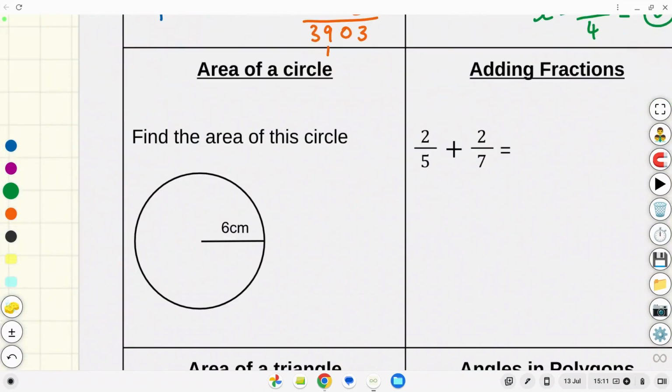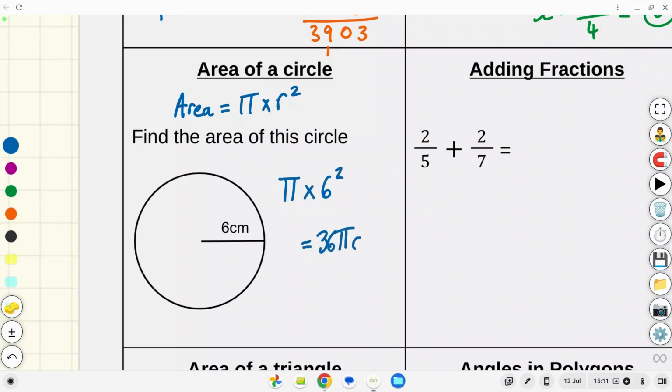Area of a circle. To do this, we need to know the formula. The formula for the area of a circle is area equals pi times radius squared. So without a calculator, we would do pi times 6 squared, which is 36 pi centimeters squared. If you've got a calculator, you can do that and then push what will probably be the SD button on your calculator, and it'll give it to you as a decimal.